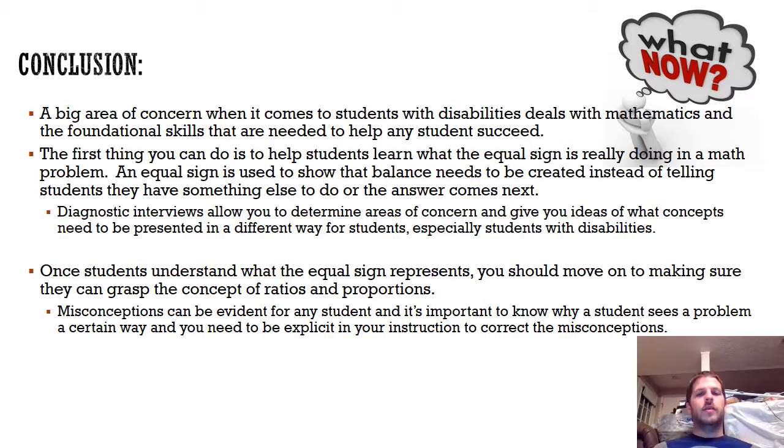Diagnostic interviews allow you to determine areas of concern and give you ideas of what concepts need to be presented in a different way for students, especially students with disabilities. Once students understand what the equal sign represents, you should move on to making sure they can grasp the concept of ratios and proportions. Misconceptions can be evident for any student. It's important to know why a student sees a problem a certain way. You need to be explicit in your instruction to correct the misconceptions.